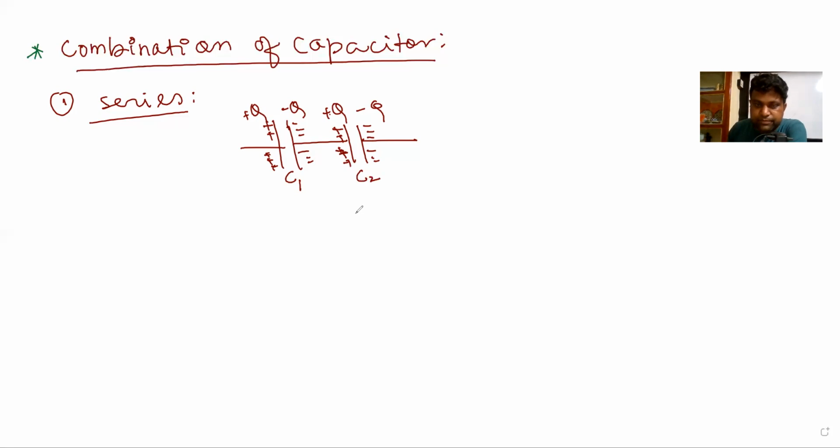Now we know that if capacitors are there, then each one will have some potential difference. Let's say capacitor 1 has the potential drop V1, and capacitor 2 will have the potential drop V2. Now the net potential drop provided by the source voltage, let's say V, should be equal to V1 plus V2. The basic definition of capacitor says that the capacitance C equals Q upon V.